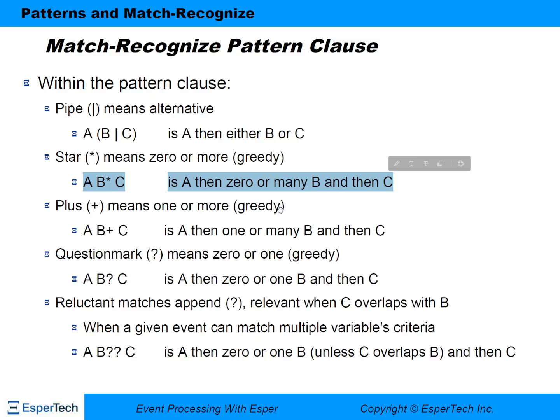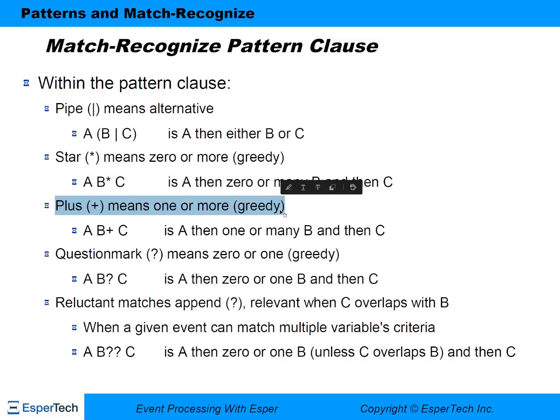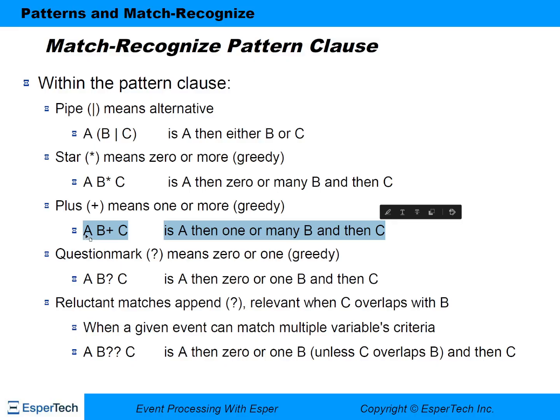In the pattern clause, the plus character means 1 or more, greedy. So, when the pattern reads A, B plus, C, the runtime looks for an event that matches the A criteria. Then 1 or multiple events that match the B criteria. Then an event that matches the C criteria.